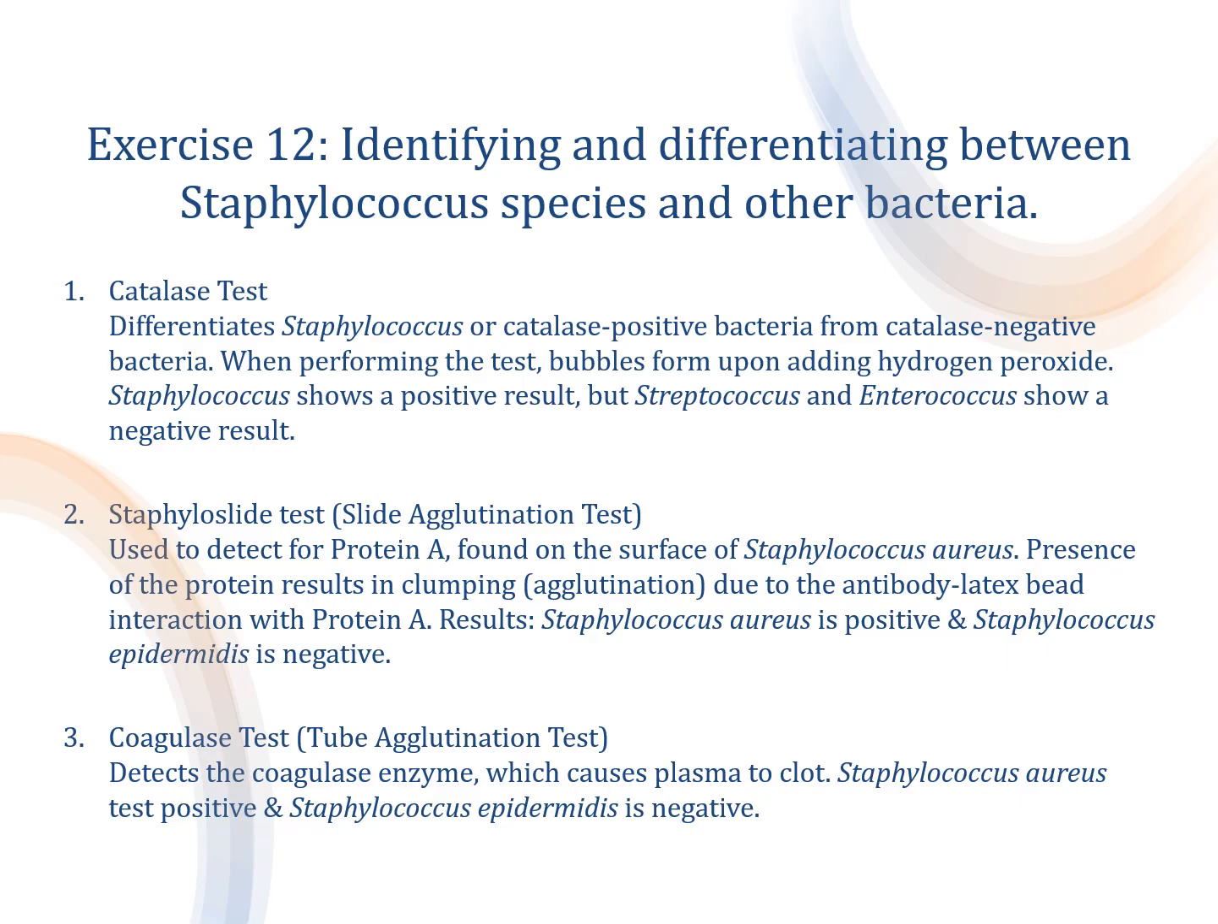Similarly, the coagulase test is testing for a coagulase enzyme, which causes the plasma to clot. So in your test tube, you have a plasma sample, and when you add Staphylococcus aureus to the sample, it becomes thick. This is indicative of coagulase enzyme from Staphylococcus aureus. With Staphylococcus epidermidis, there's no change in the fluidity of the sample.